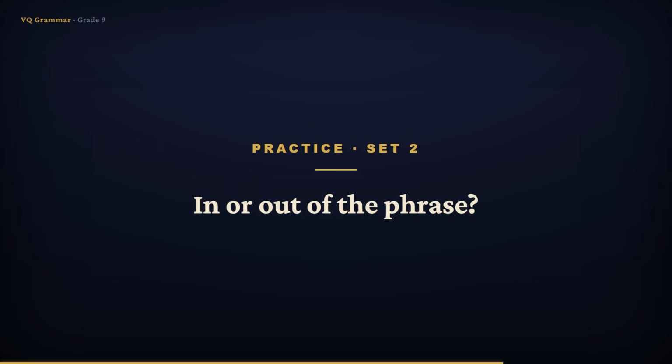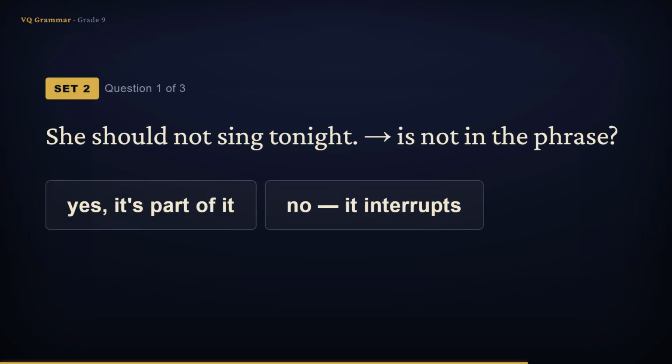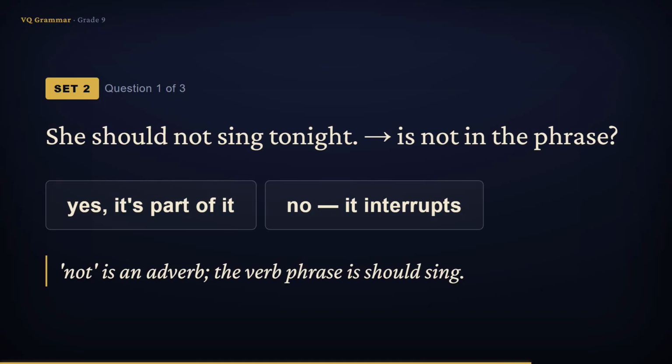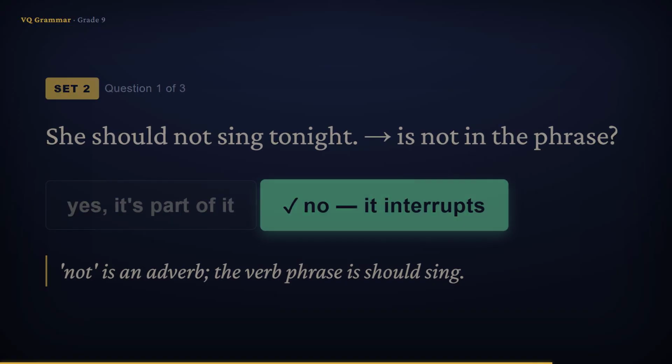Nicely done. In this second set, I'll point to one word in each sentence, and you decide whether that word belongs to the verb phrase or not. Remember, auxiliaries are in, but interrupters like not and never are out. Pause and choose before I answer. She should not sing tonight. Is the word not part of the verb phrase? The verb phrase here is should sing, a modal auxiliary plus the main verb. Not is an adverb that simply interrupts them. So no, not stays outside the phrase. The answer is no, it interrupts.